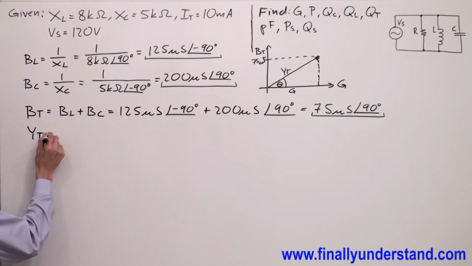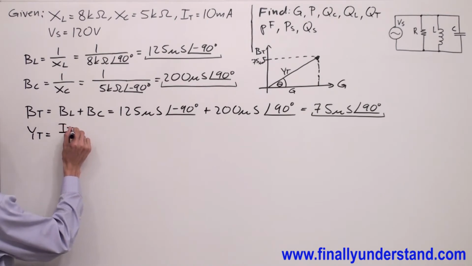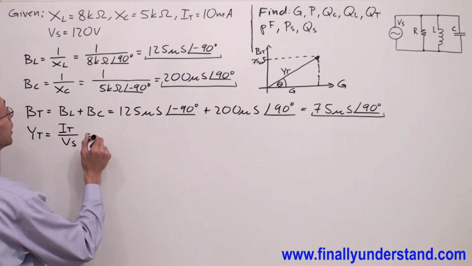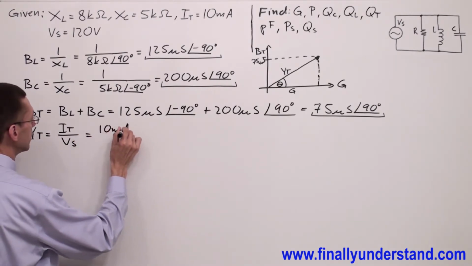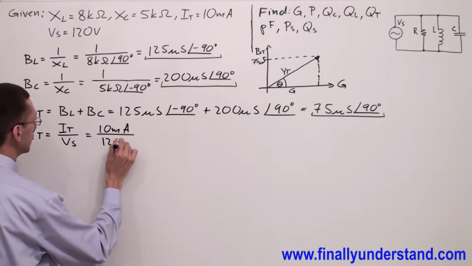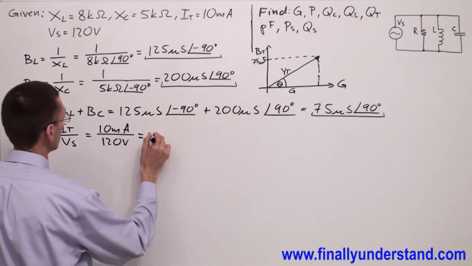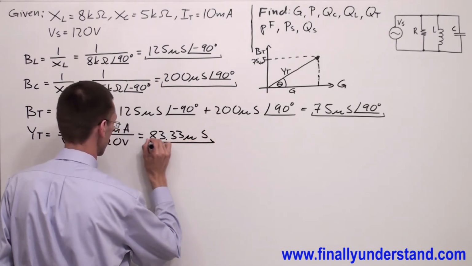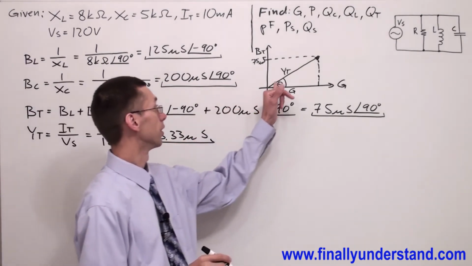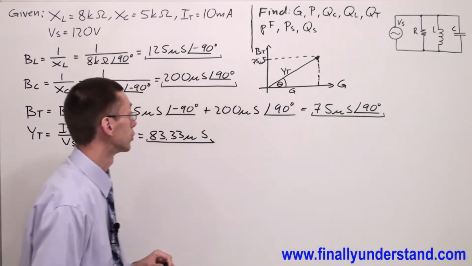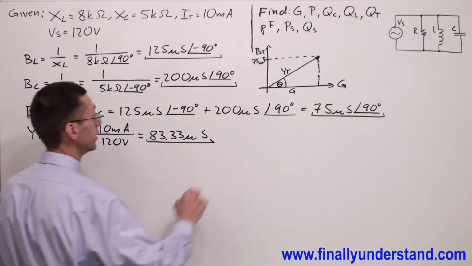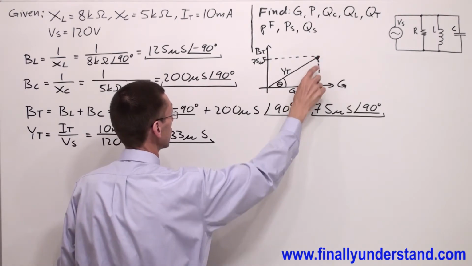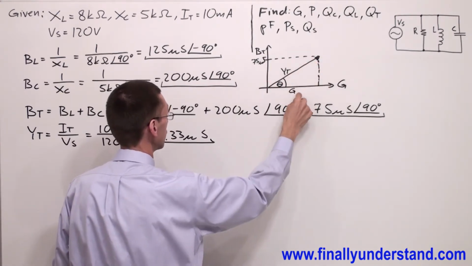Y total is equal to I total over the voltage source. So we have I total of 10 milliamps divided by the voltage source, which is equal to 120 volts. This is equal to 83.33 microsiemens. Okay, so this is the length of my phasor. So please notice that at this moment we have Y total and we also have B total. So we have two sides of this triangle, so we can find the third one.